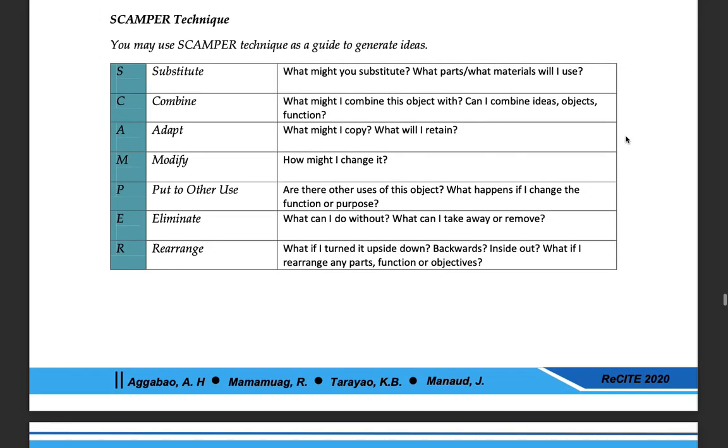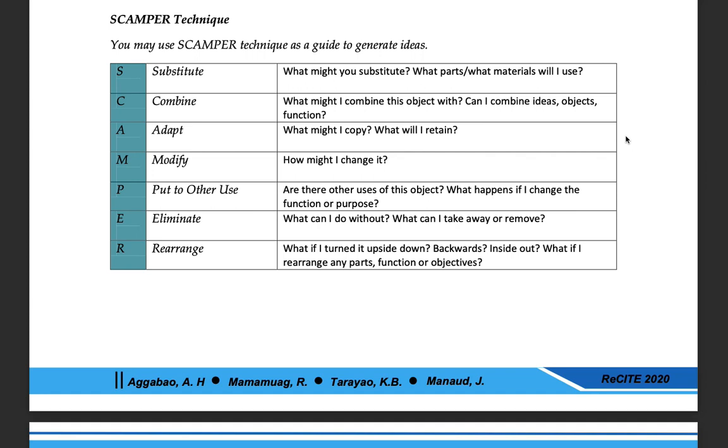Okay, another thing is that you may use the SCAMPER technique as a guide to generate ideas. When we say SCAMPER technique, S stands for substitute. What might you substitute? Or what parts or materials will I use? That's the first technique. Letter C, combine. What might I combine this object with? Can I combine ideas, objects, functions?